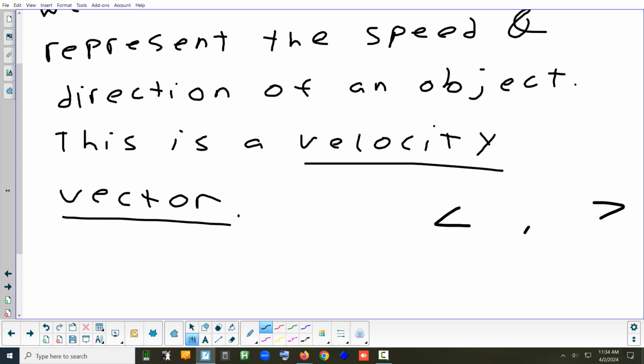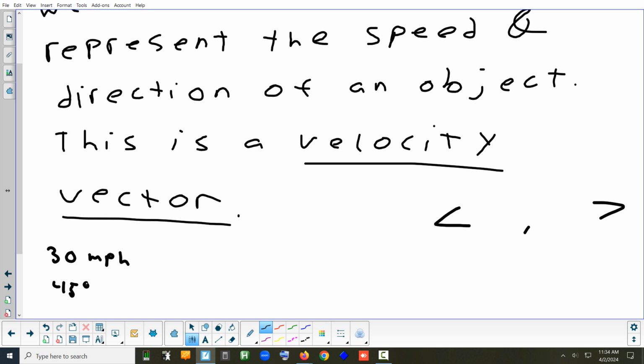Okay, so when they give you a velocity problem, they're going to give you 2 pieces of information. They're usually going to say, like, let's say you had something moving at 30 miles per hour. We're going to do a problem in a minute. I'm just making this up. You got something moving at 30 miles an hour, and it's moving at an angle of, let's say, 45 degrees. It means it's kind of like going northeast. That's the direction.